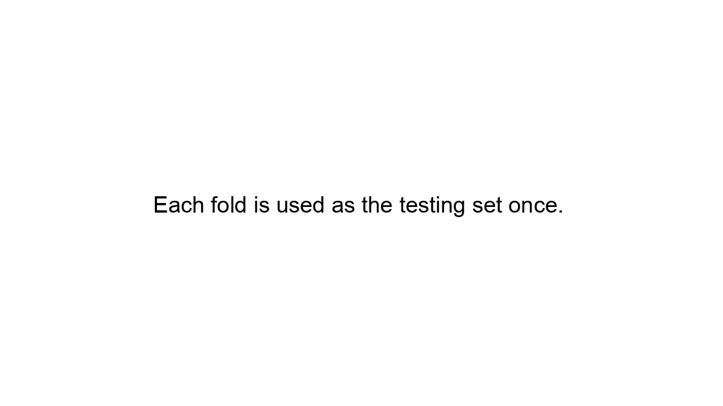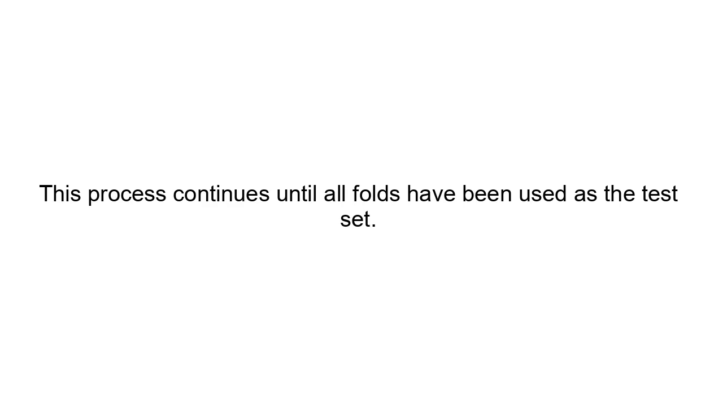Example of 5-fold cross-validation. Example with 5 folds: Fold 1 means test, folds 2 to 5 mean train. Fold 2 means test, folds 1, 3, 4, 5 mean train. This process continues until all folds have been used as the test set. The final model performance is calculated as the average of all evaluations.